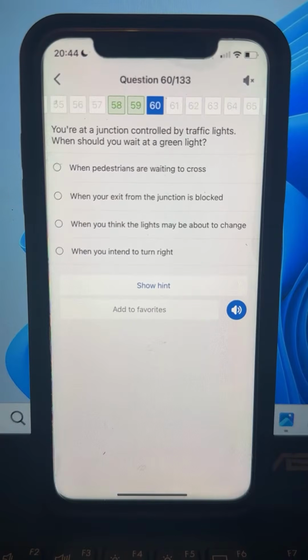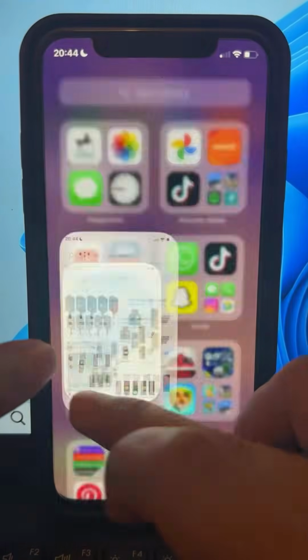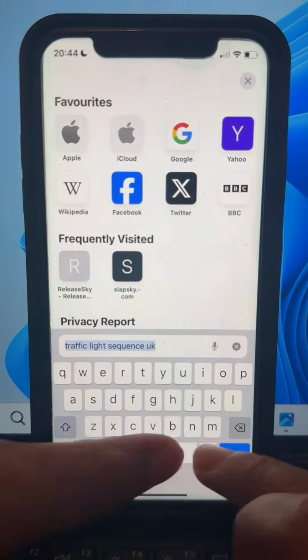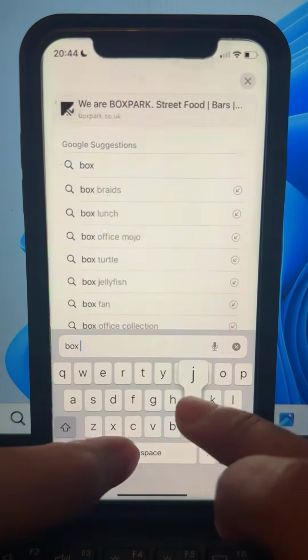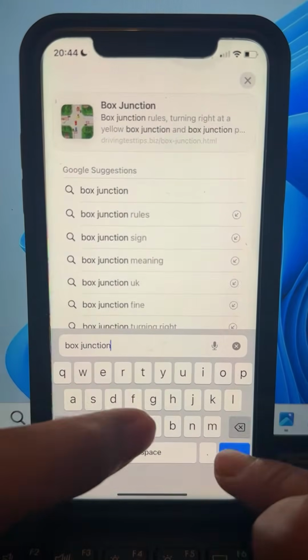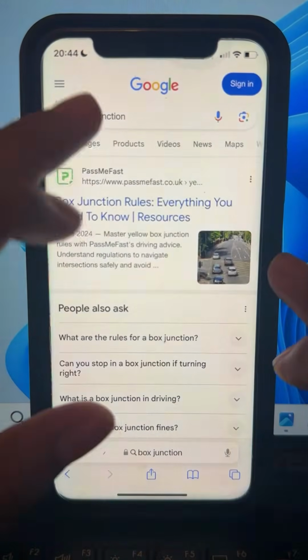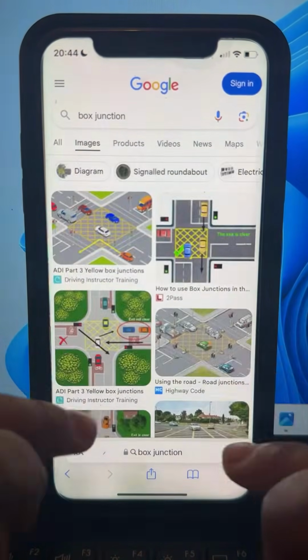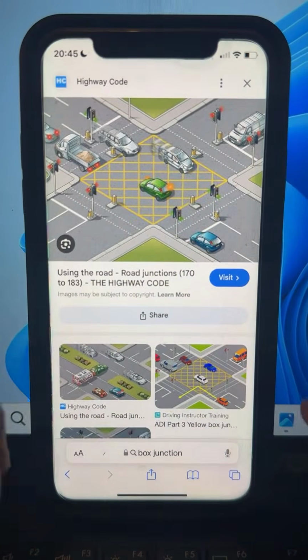Okay, so the light is green. And the question is asking why you could be waiting on a green light. You should be waiting on a green light if your exit from the junction is blocked. Okay, I'm going to show you a picture. I'm just going to type box junction, but we will not be covering box junction. I'm just using this picture to explain why I should be waiting at a green light.